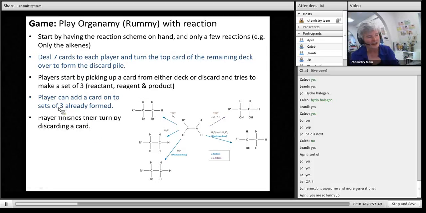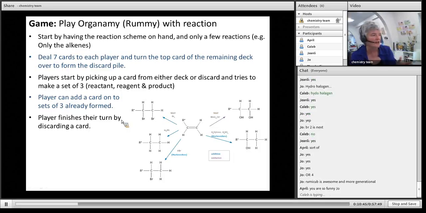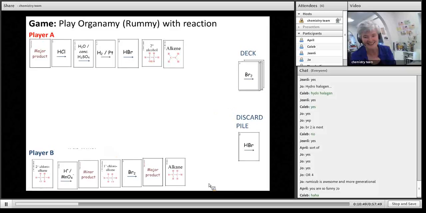So I make it that if somebody else has already put a set down, you can use those around, and you have to discard a card, and the one who gets rid of all their cards wins. Okay, so here we've got player A and player B. If you were going to play this at home, you pick up 7 cards. Now I'm showing what cards they've got for the purpose of this game, but of course player B can't see player A's cards and player A can't see player B's cards.